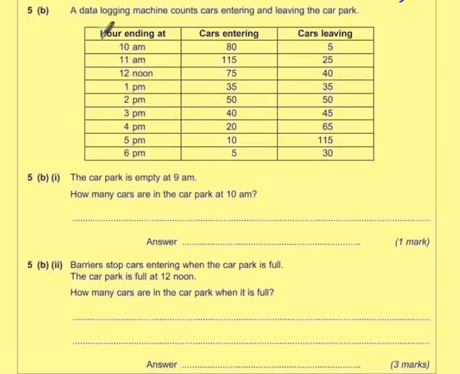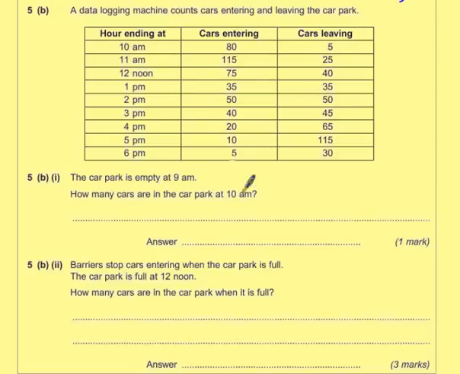Question 5, Part B. A data logging machine counts cars entering and leaving the car park. The first column gives us the hour ending at. The second column gives us the number of cars entering, and the third column gives us the number of cars leaving. Part 1. The car park is empty at 9 AM.